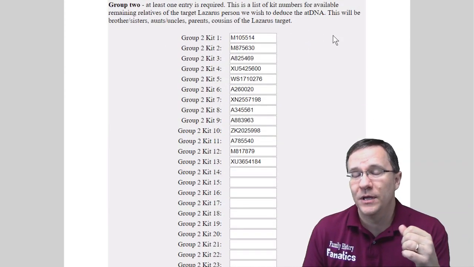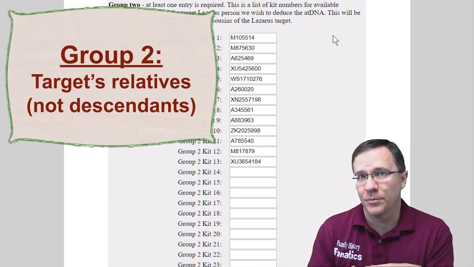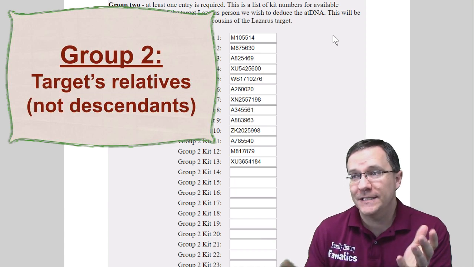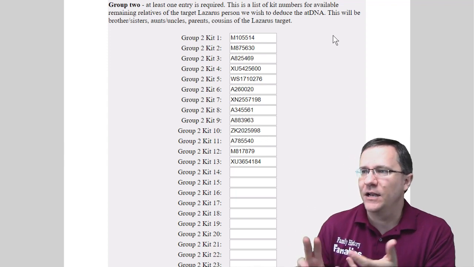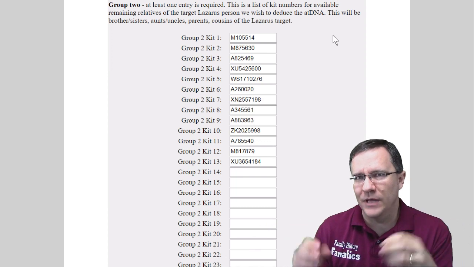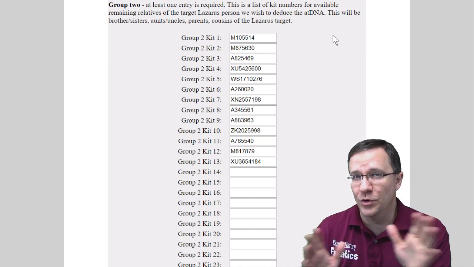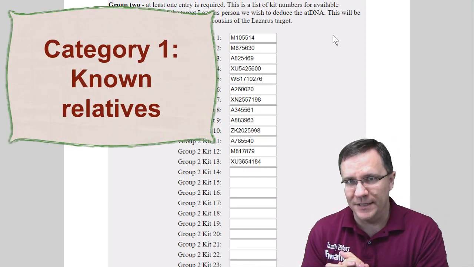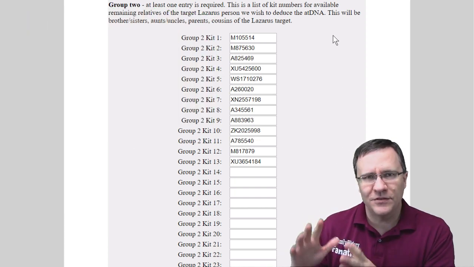And this last group is those people who are related to your target person, but are not descendants of your target person. So this includes parents, siblings, aunts and uncles, cousins, anybody that is related but is not a descendant. These really come into two groups of people. One is the group of people that you know what that relationship is, and that's usually parents, siblings, aunts, uncles, and cousins, and that's the known group.